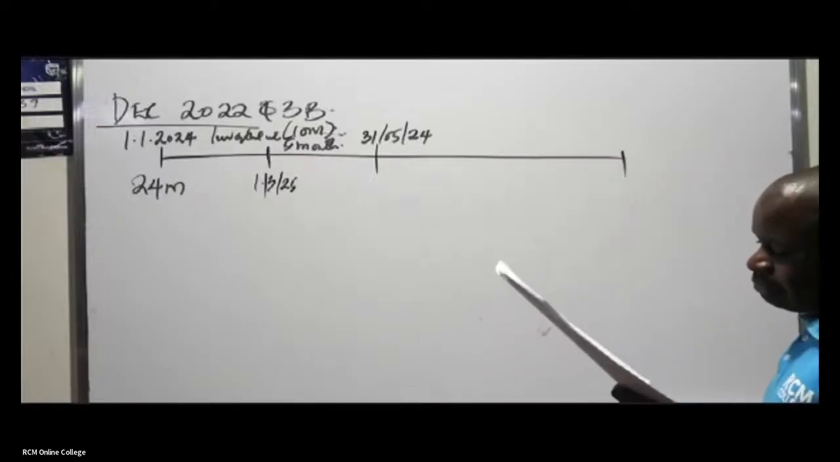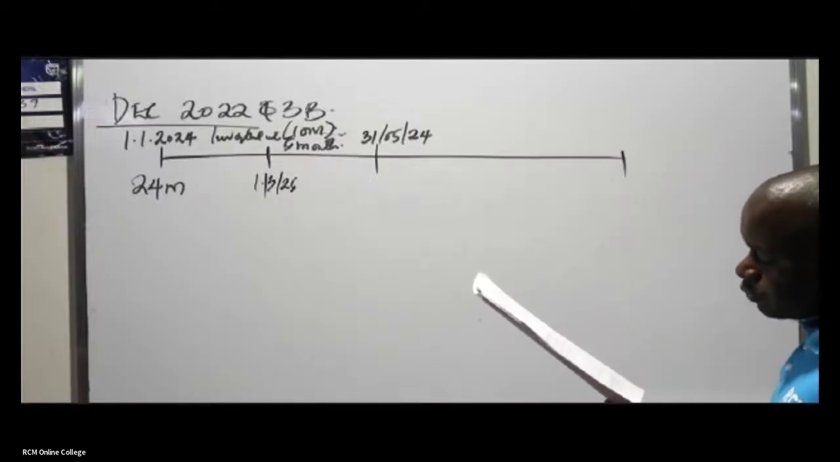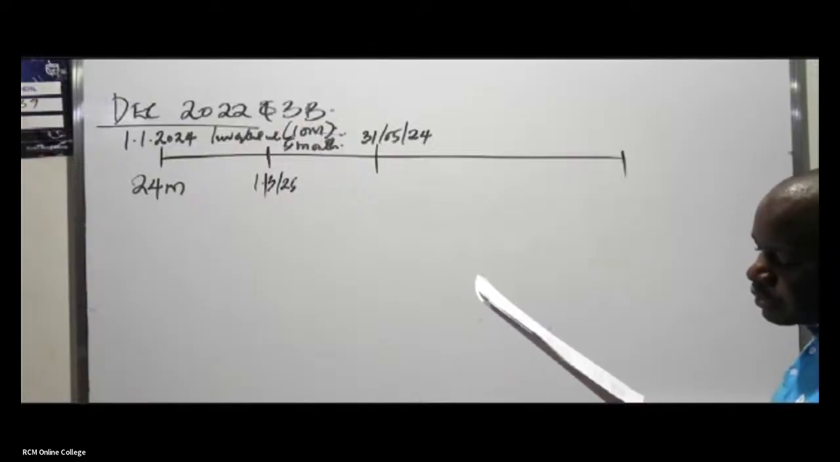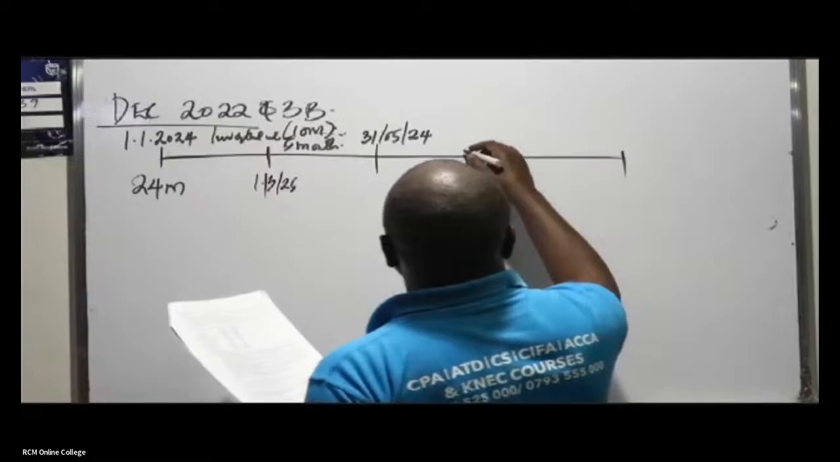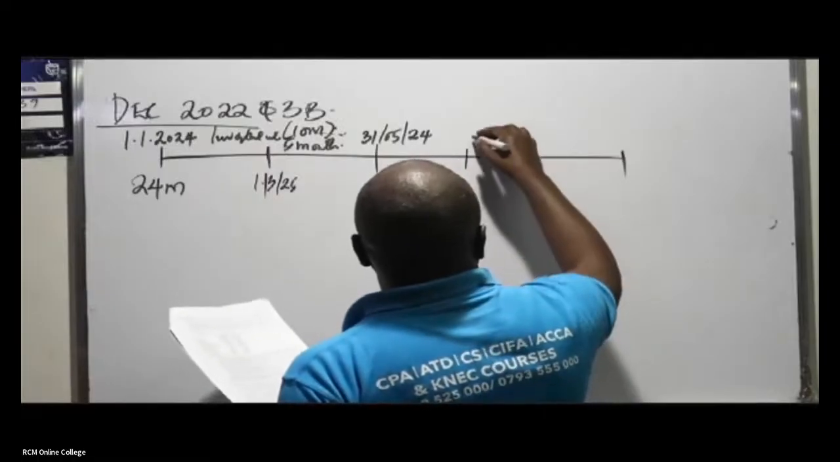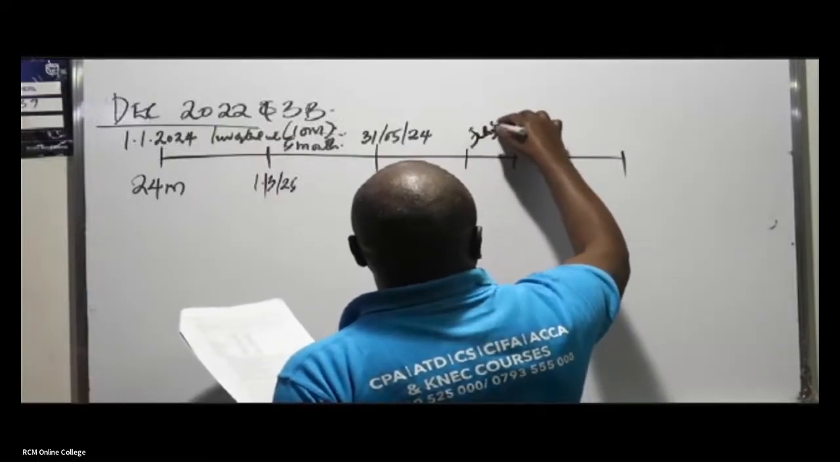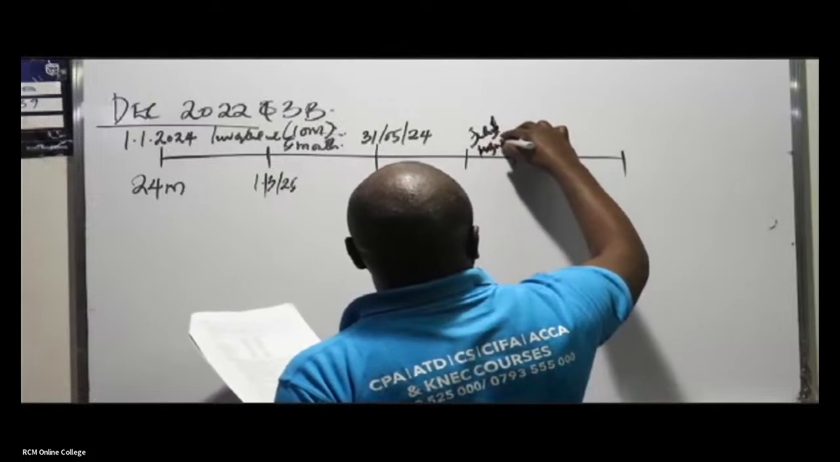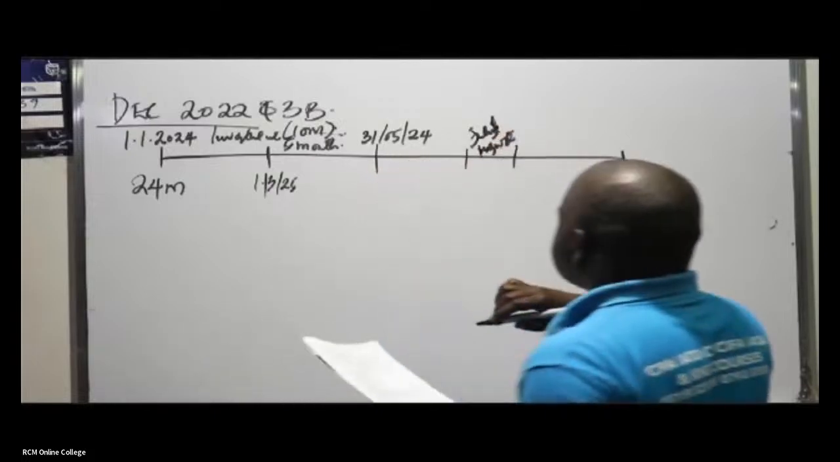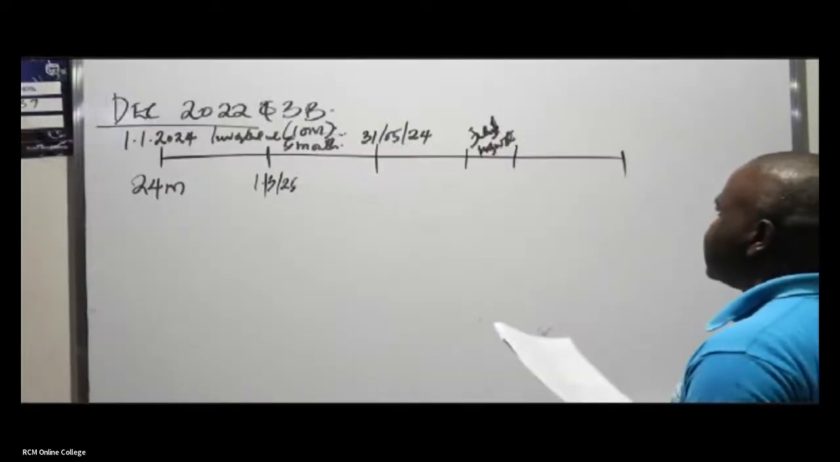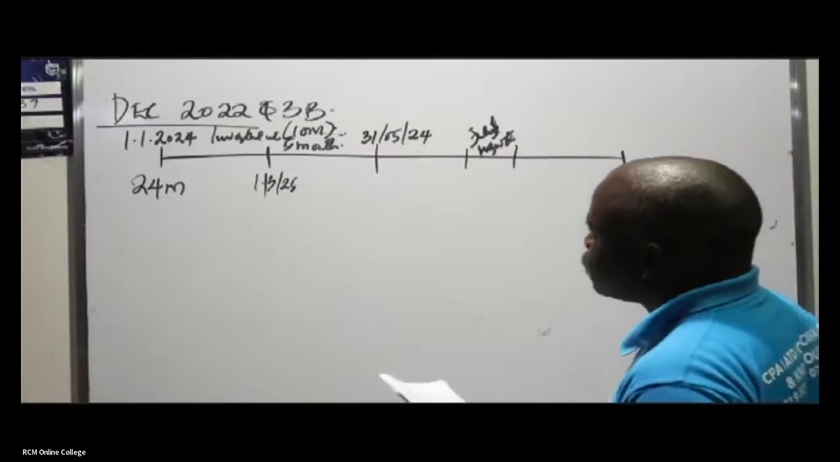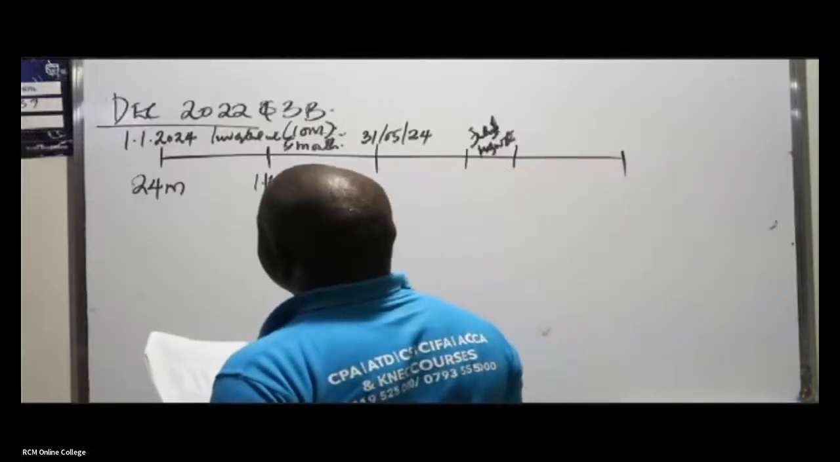Then you are told, however, due to unexpected shortage of skilled labor, the project ceased during the month of July and August. So it is somewhere in between here. In the months of July and August, there was nothing happening. There was inactiveness.